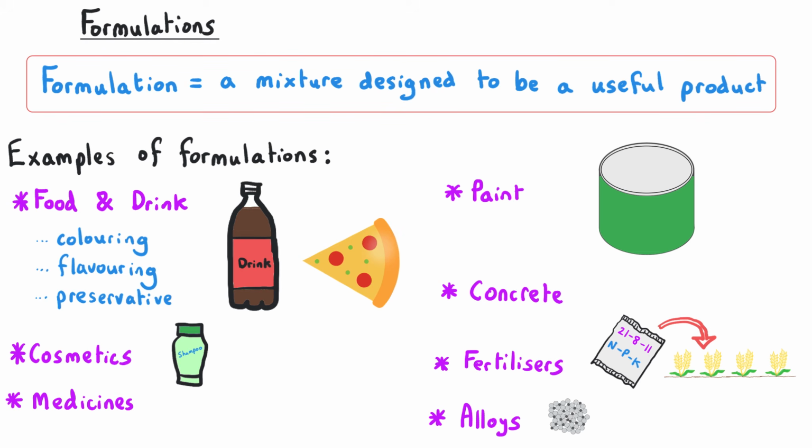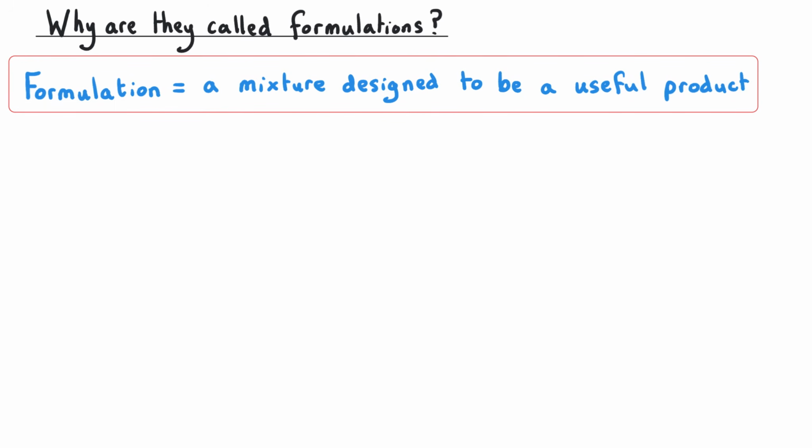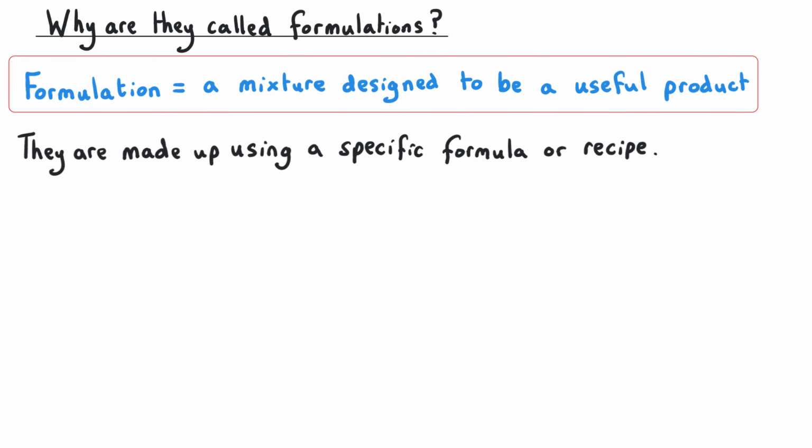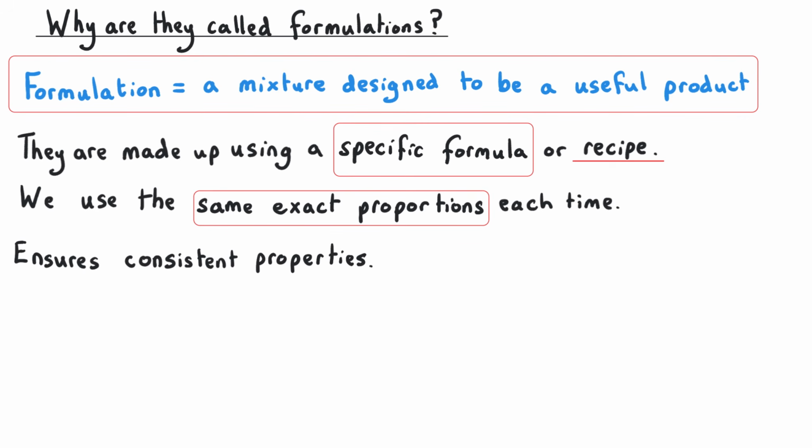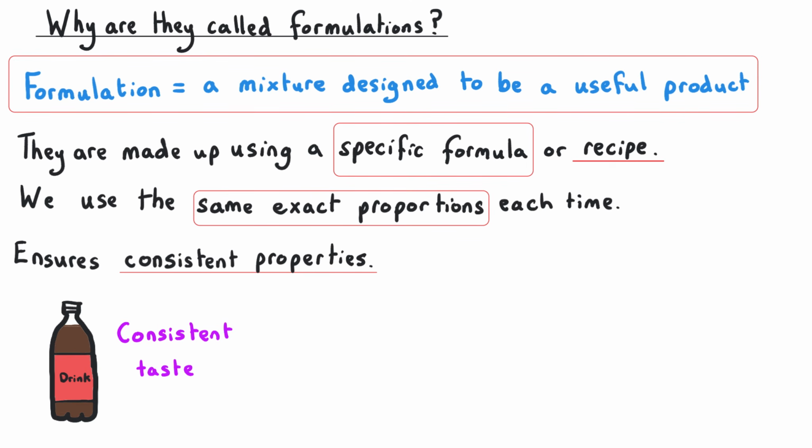They are all formulations. These mixtures that are designed to be a useful product are referred to as formulations because we've made them up to a particular formula or to a particular recipe. And that means that we're using fixed proportions, the same proportions, each time we make up this particular formulation. And this is to ensure that we have consistent properties for our formulations. If we go to a shop to buy our favourite food or drink, we want to get the same experience as the time before when we enjoyed it so much. So it's really important that we have a consistent taste to our food and drink.